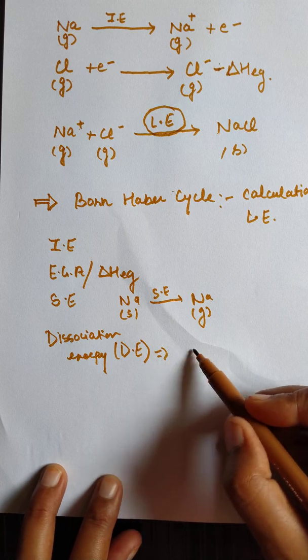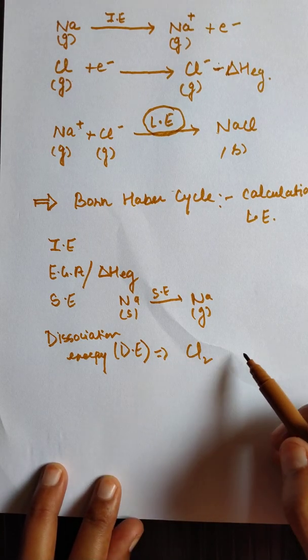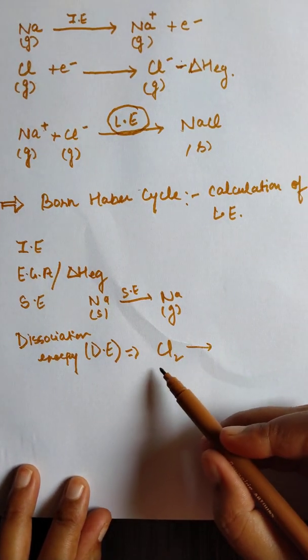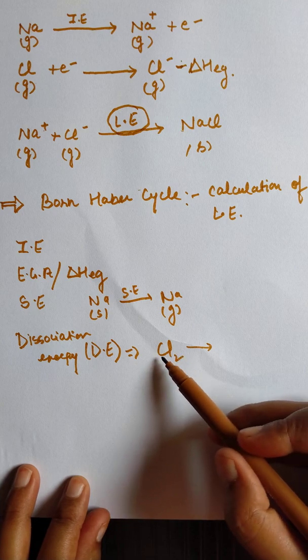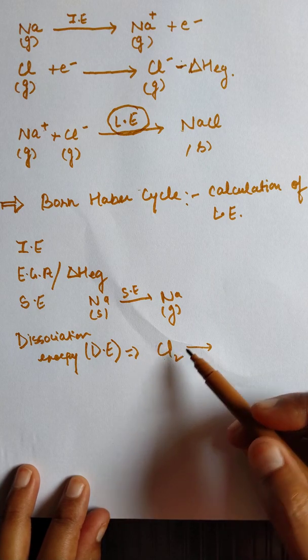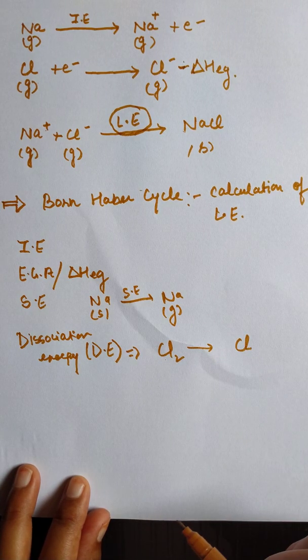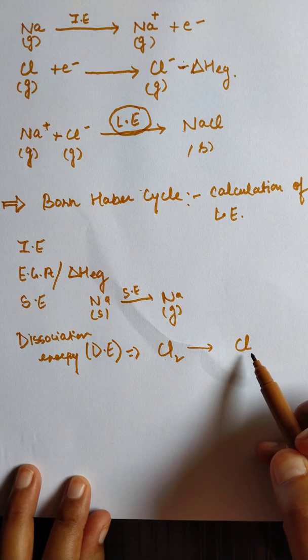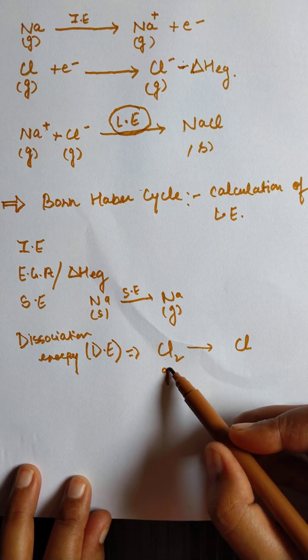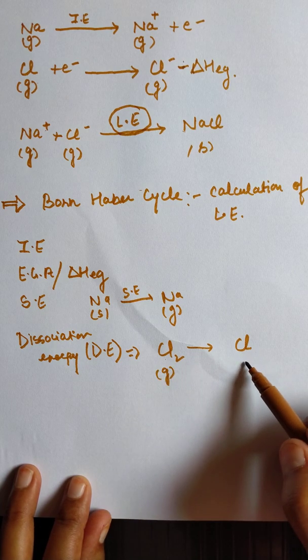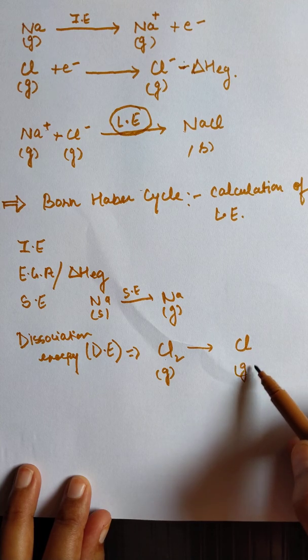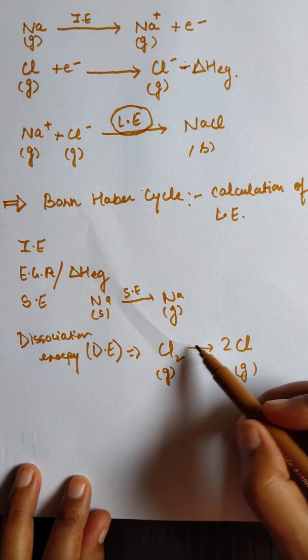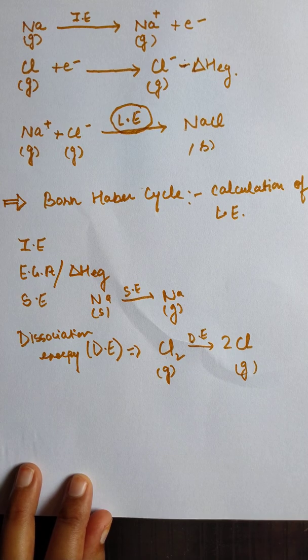Like if we have the Cl2 molecule, and we break the bond between both the atoms so that we can get free atoms, then it is called dissociation energy. Like Cl2 is present in gaseous state and we convert it into gaseous atoms, we get 2Cl. So this is the dissociation energy.